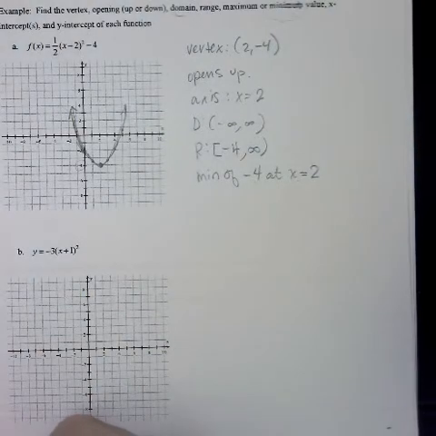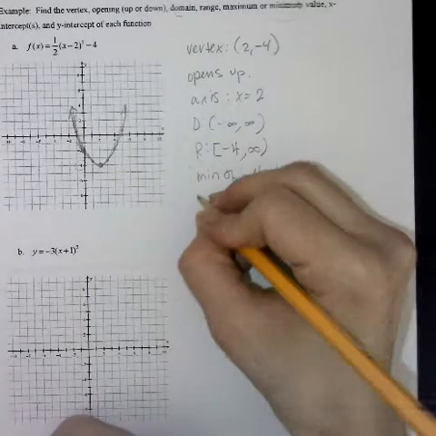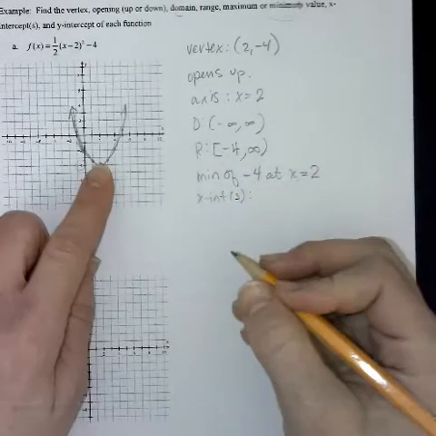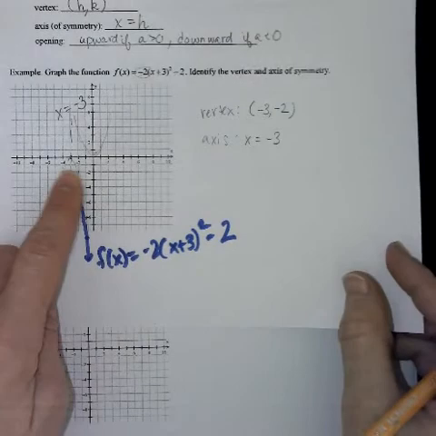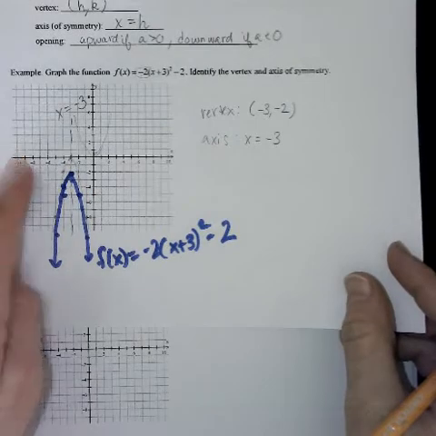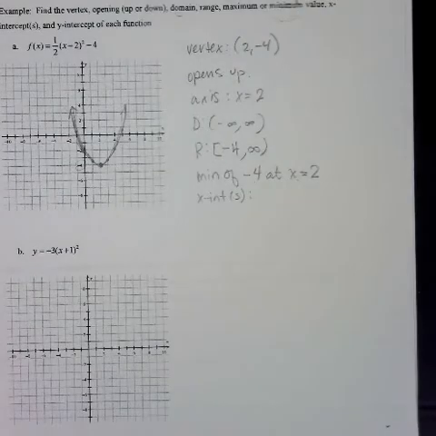All right, x-intercepts. Now sometimes you won't have any x-intercepts. Like in this previous graph, it opened down and it was already below the x-axis. So there are no x-intercepts for this graph. So pay attention to your graph. You might be able to skip that question. But in this one, of course, we have x-intercepts.